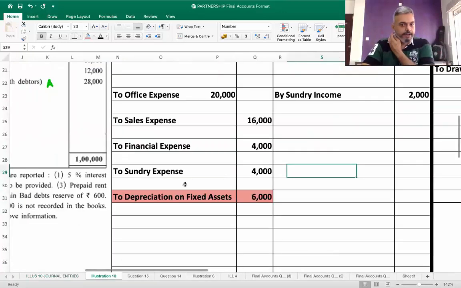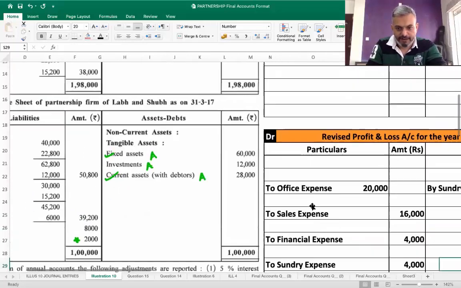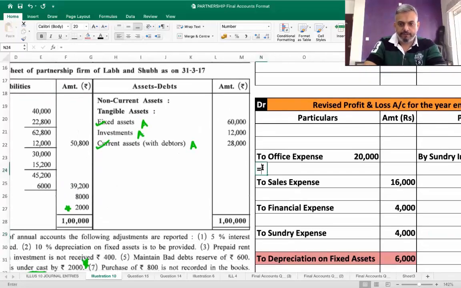Again, you can see here the entry of transfer of depreciation to profit and loss is not given. So we are not writing that. Now, next one. Adjustment number 3. Prepaid rent is of rupees 200. So prepaid rent is paid in advance. Anything paid in advance is not our expense. It is our asset. So minus from office expense.